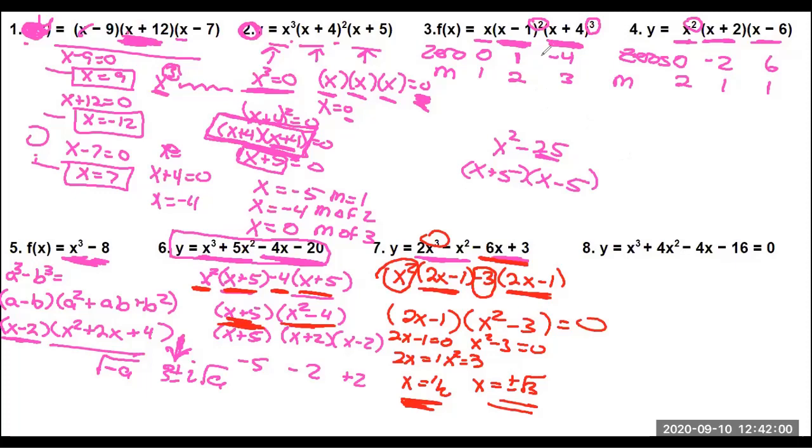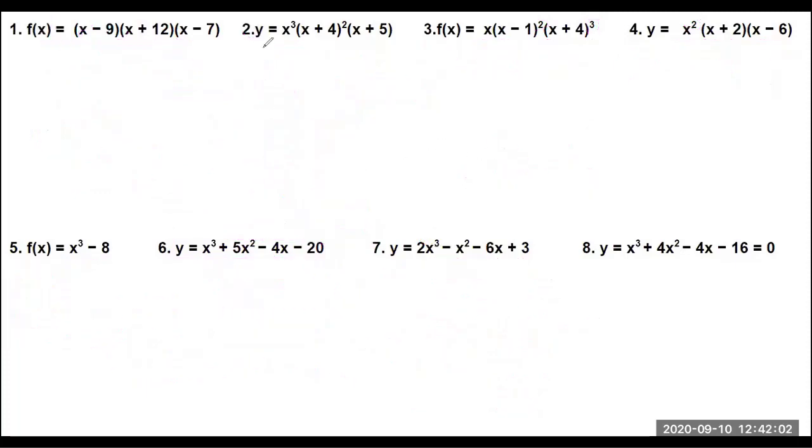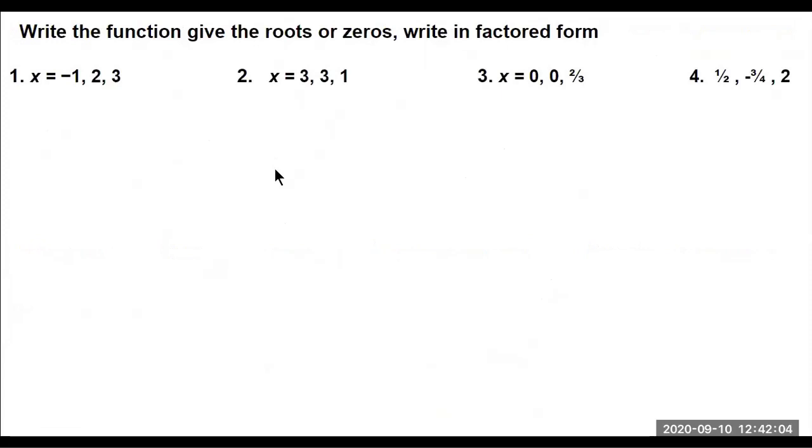Now, I want to take a look at one more thing. Actually, 2 more things, but this is pretty easy. All I'm going to do now is reverse the process. If these are the zeros, what are the factors that could have made them?